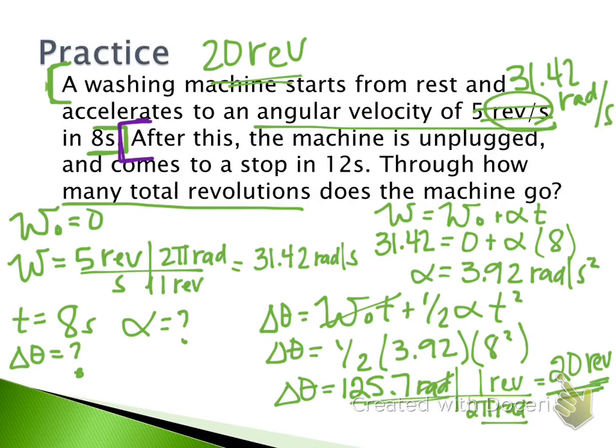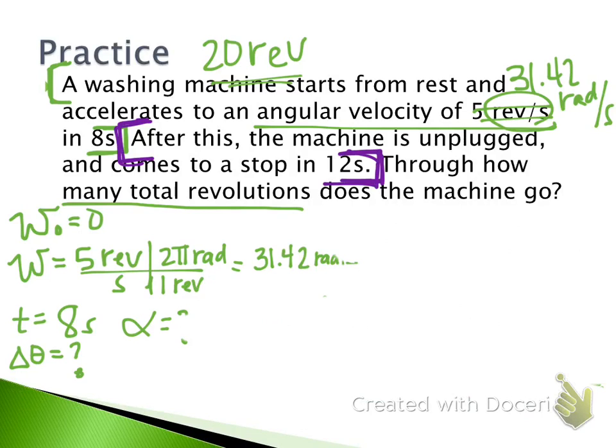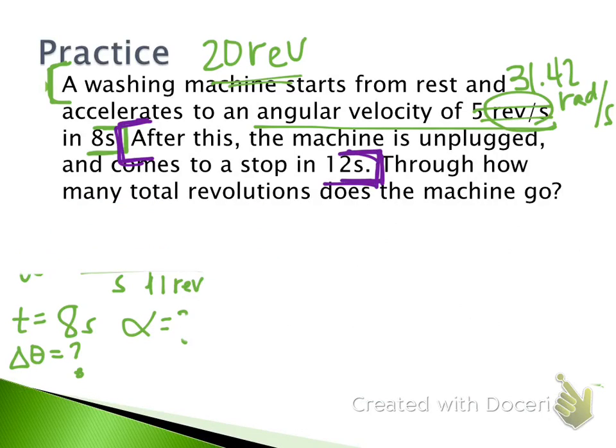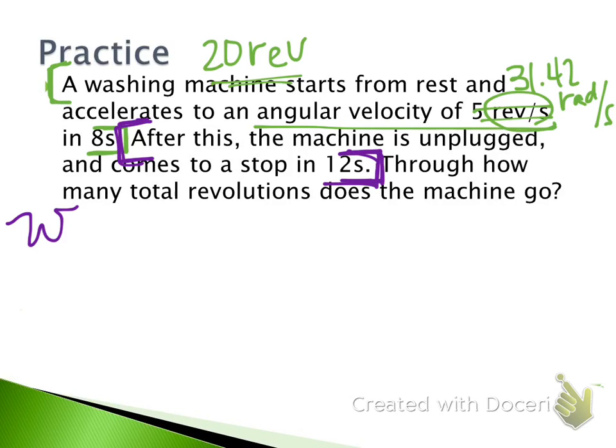It says, after this, the machine comes to a stop in 12 seconds. So I'm going to get rid of all of this work here, so if you're not quite done, make sure you hit pause so you can get it all written down. We're going to look at the second portion of our example. The machine is unplugged and comes to a stop. So we know that final angular velocity is 0. Our initial angular velocity is still going to be 31.42.